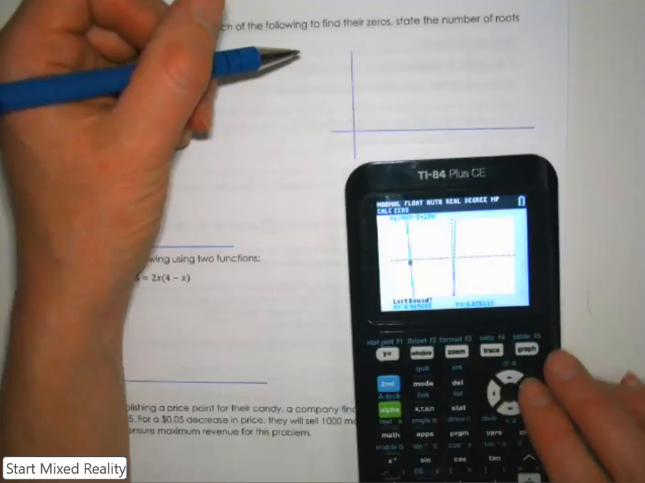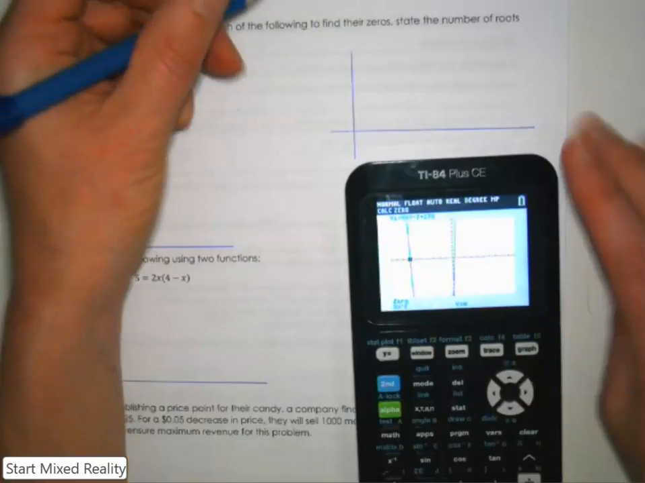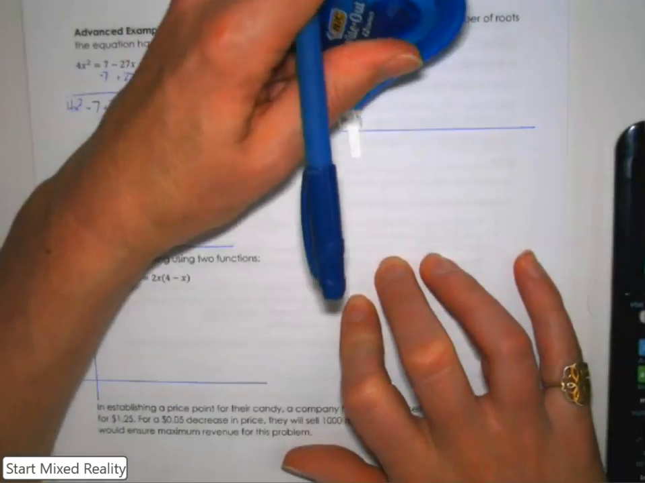Okay, so left of the x-axis, and then we want to go right of the x-axis and guess. So we're going to be at x equals, of course this means I drew out my graph all wrong too.